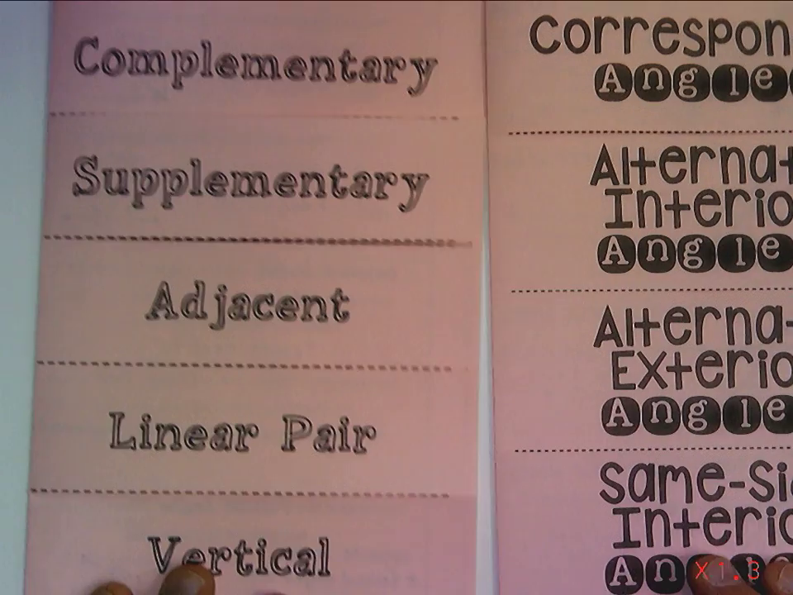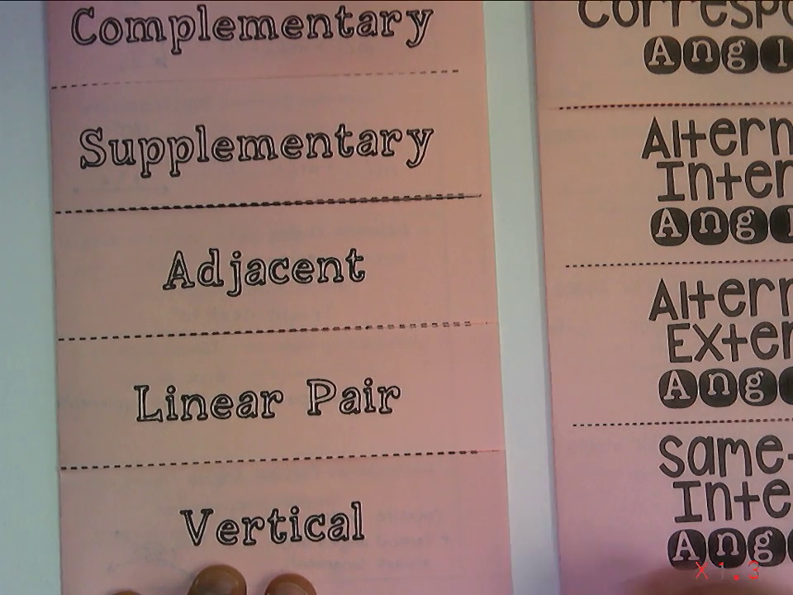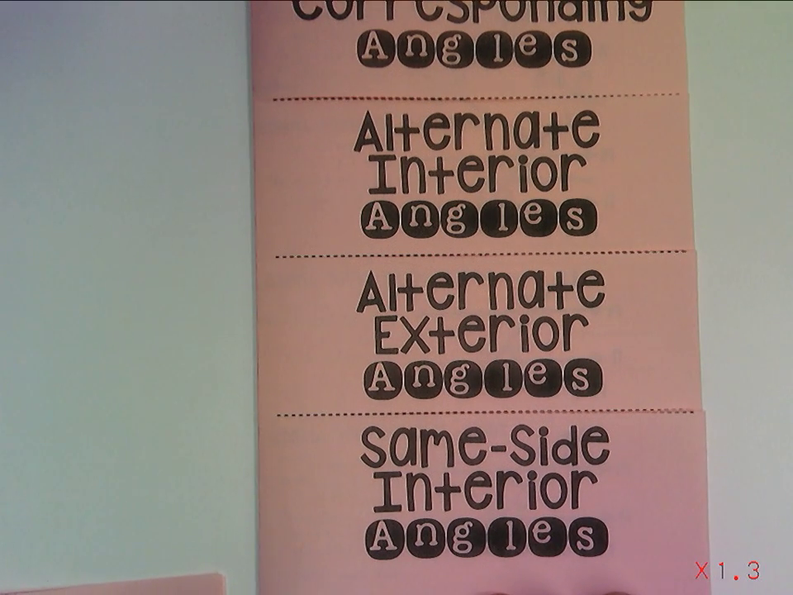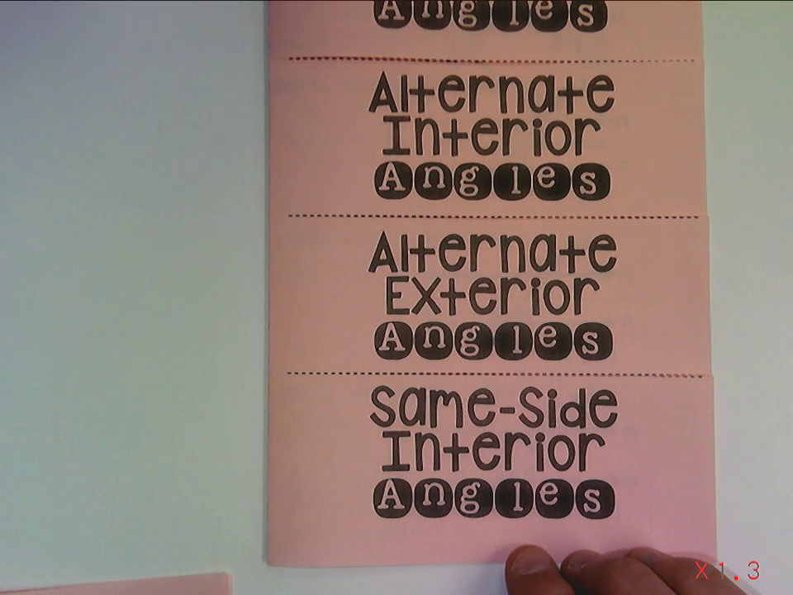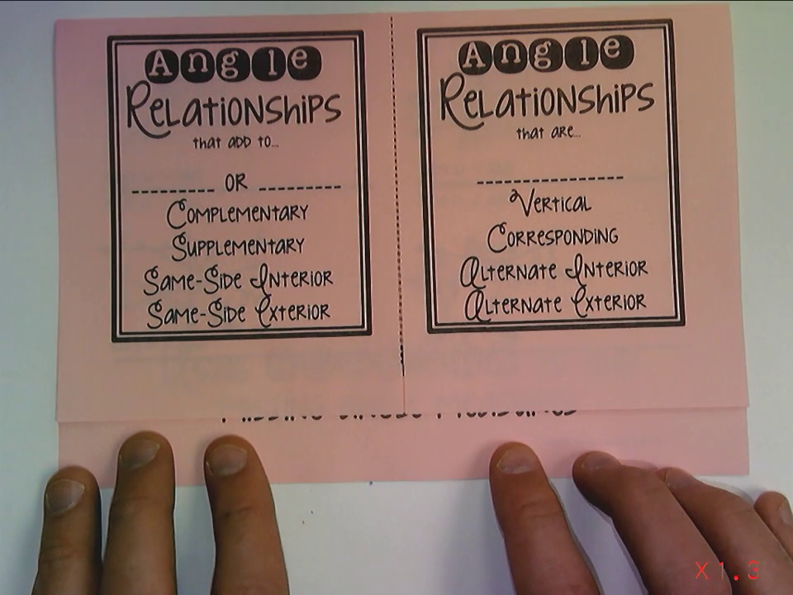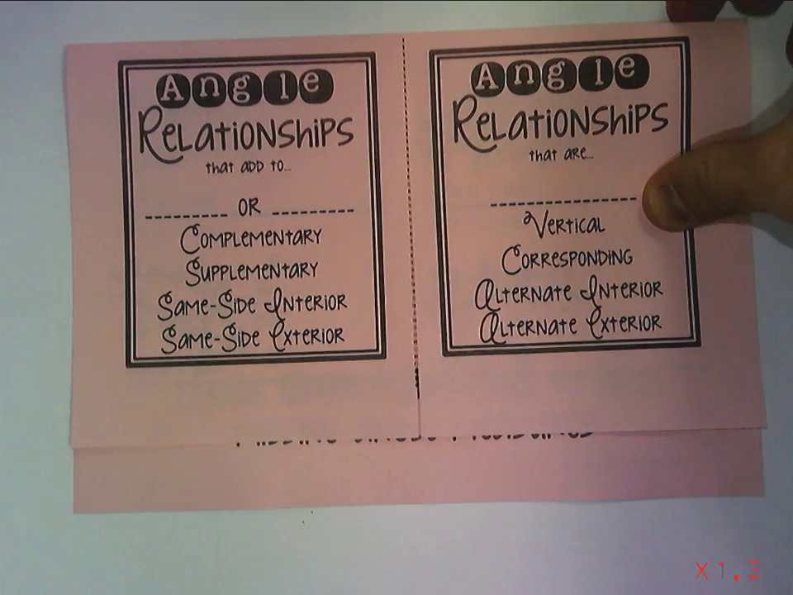Okay, so this seminar is going to be done in two parts. The first part, we're going to look at more definitions, so we're going to have two foldables for that. One's going to look at complementary, supplementary, adjacent, linear pair, and vertical angles. And the second one is going to look at corresponding angles, alternate interior angles, alternate exterior angles, and same side interior angles. So those will be the first two foldables we'll look at here in this first video. And then in the second video, or part two, we'll be looking at the same types of angles but using algebra to find the angle measures. So that's what's going to be happening.